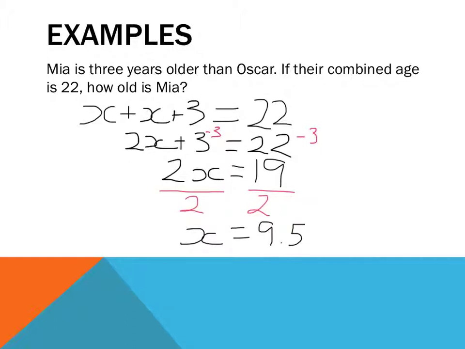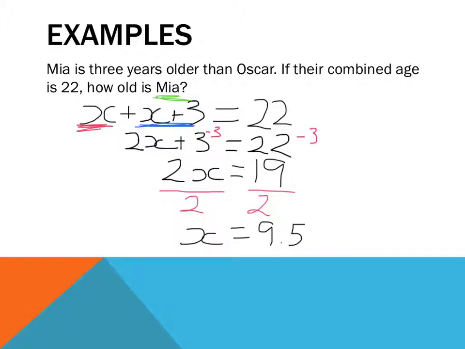Let's stop for a second. Whose age have we just found out? Have we found out Mia's or have we found out Oscar's? We've found X. If we look back to our equation to start with, this was Oscar. This was Mia. So when we're finding X, we're actually finding Oscar's age. Whose age is the question asking us to find? It's asking us to find Mia's age. So X is actually Oscar.